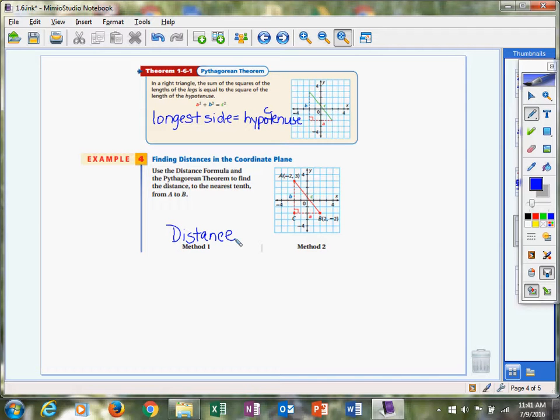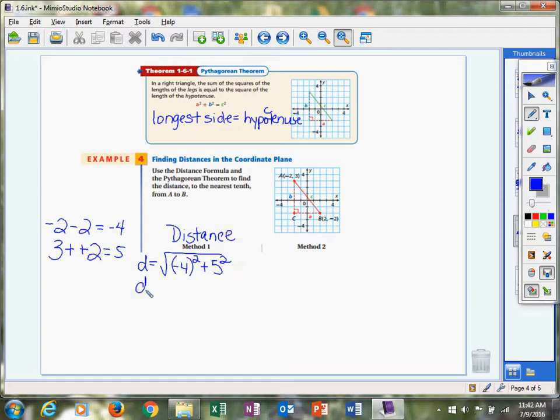So we're going to try and find the distance of AB, and A is (-2, 3), and B is (2, -2). So we're going to go back to that formula. Remember, we have to subtract our x's. So -2 minus 2. Okay, that's -4. So we're going to end up with (-4) squared. And we're going to do the same thing with our y's. 3 minus a -2, which is going to be 5.